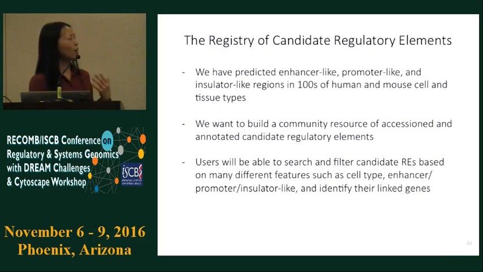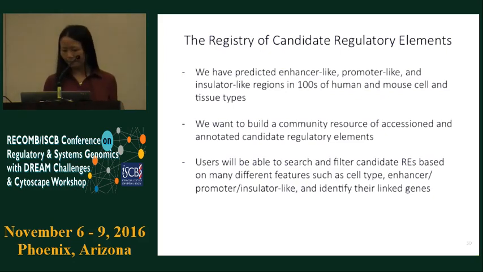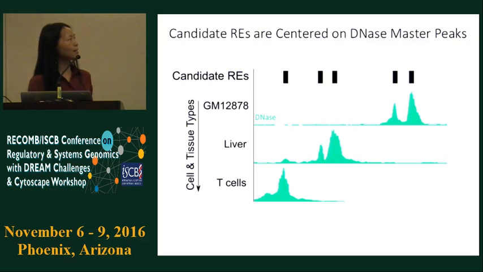So we will also further make a tool for users to search, filter, and browse these candidate REs, candidate regulatory elements, based on other features, such as cell type, any kind of specific RE you are interested in, and then also identify the genes that these regulatory elements may regulate, so linked genes, okay? So here is an example for several tissue types.